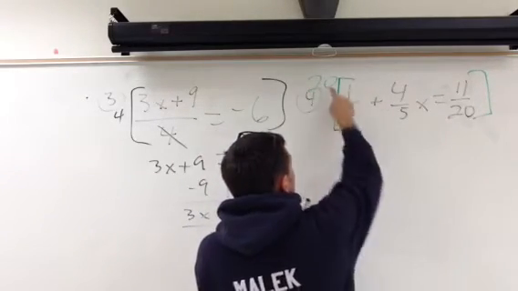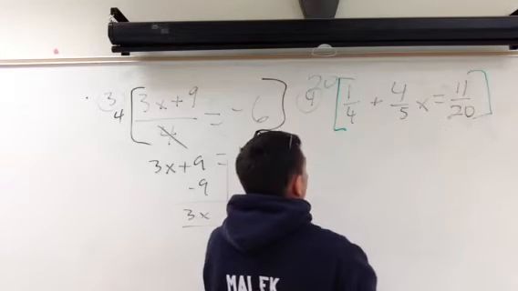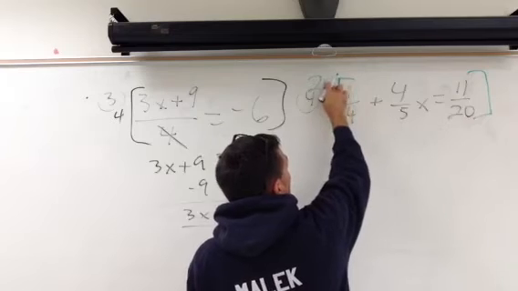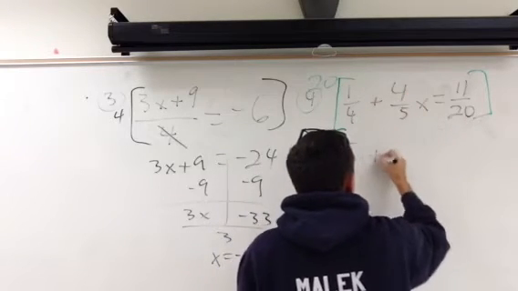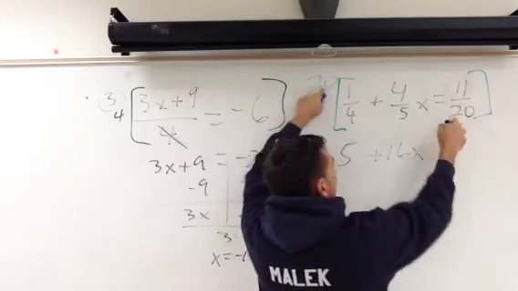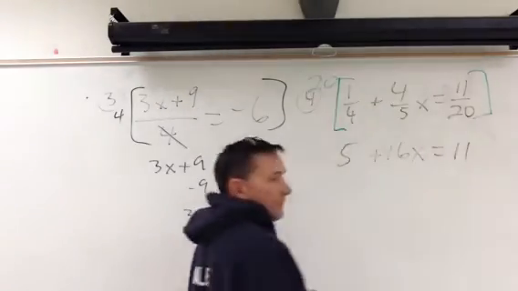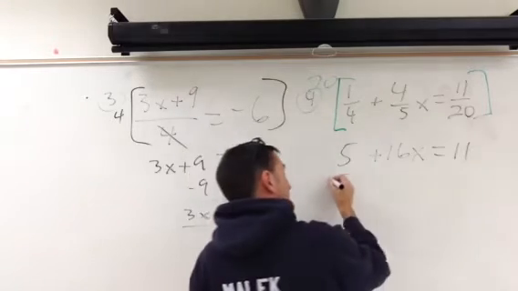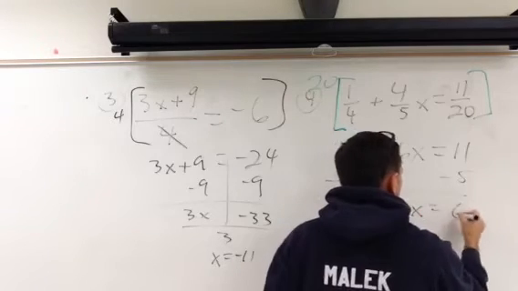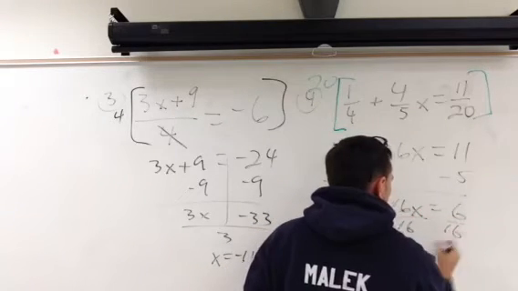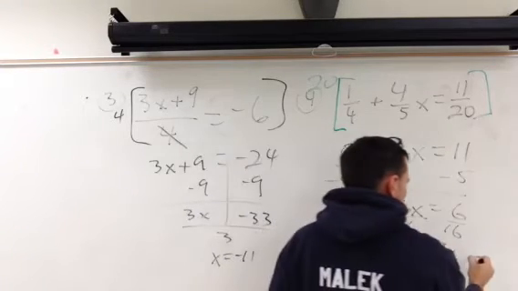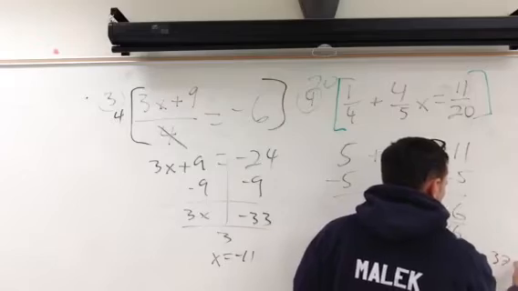4 goes into 20 5 times, and 5 times 1 is just 5. 5 goes into 20 4 times, 4 times 4 is 16. And it ends up 16x. And then here the 20 and 20s cancel. We're left with 11. Again, now we can reduce, now we can solve. Add our opposites. Divide by 16. And we reduce that down to 3/8. And if you want to make that a decimal, that'd be 0.375, I believe.